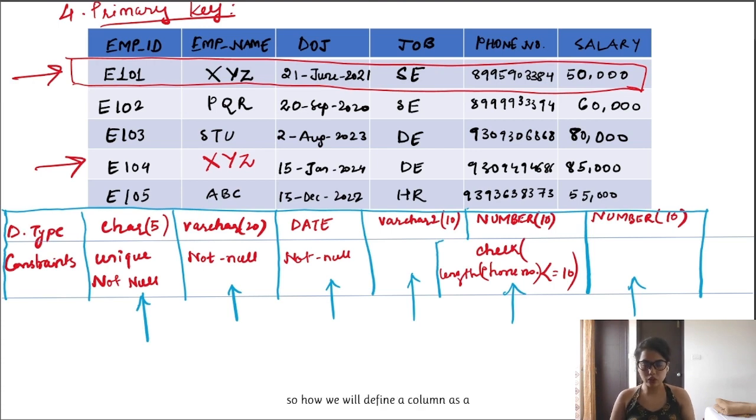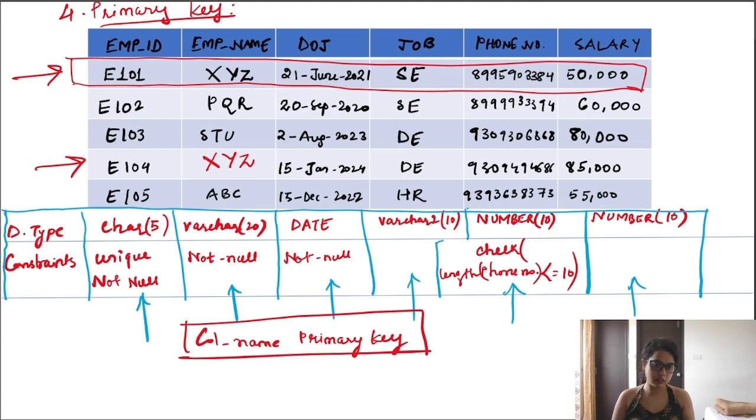Okay, so how will we define a column as a primary key? So this is the syntax. Your column name, along with, we will mention it as a primary key. So this is the syntax. Whenever we assign a column as a primary key, instead of using the constraints unique and not null, I'll go for a primary key. So I'm removing these constraints while creating the table and making it a primary key.